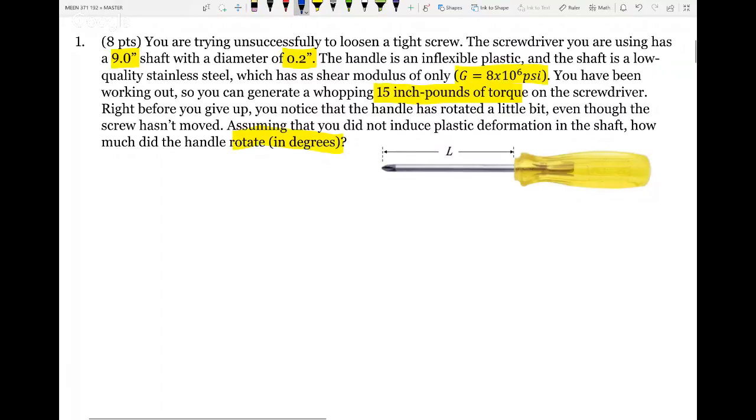Okay, so the equation that we're going to be using is that our torque is going to be equal to our torsional spring constant times that angle of rotation. We're going to need to calculate this spring constant. We're going to use the formula that's there in the book. It's this. That's going to be G d to the 4th over 32L.